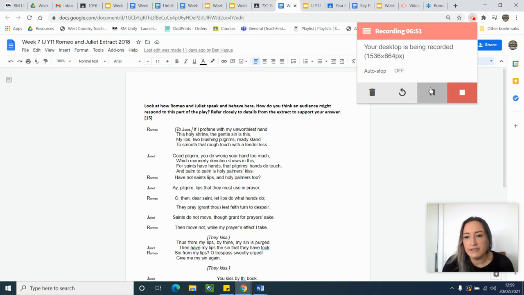So this extract basically features an extended metaphor. The extended metaphor is that Romeo is some kind of pilgrim that has sinned in some way, and Juliet is a saint that can absolve him of all of his sins. So he's saying to her that basically I've been a bad person, and you look like some kind of angel, some kind of saint from heaven, and your kiss will cure me of all my sins. And she's saying, "Oh, sir, really?"